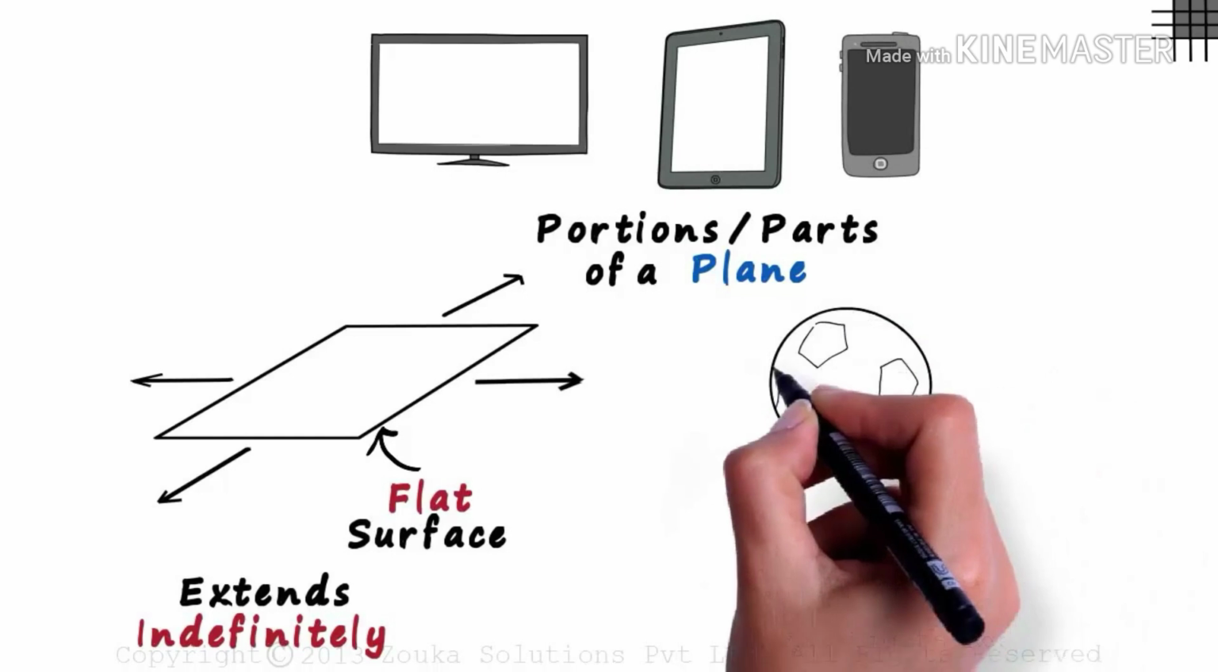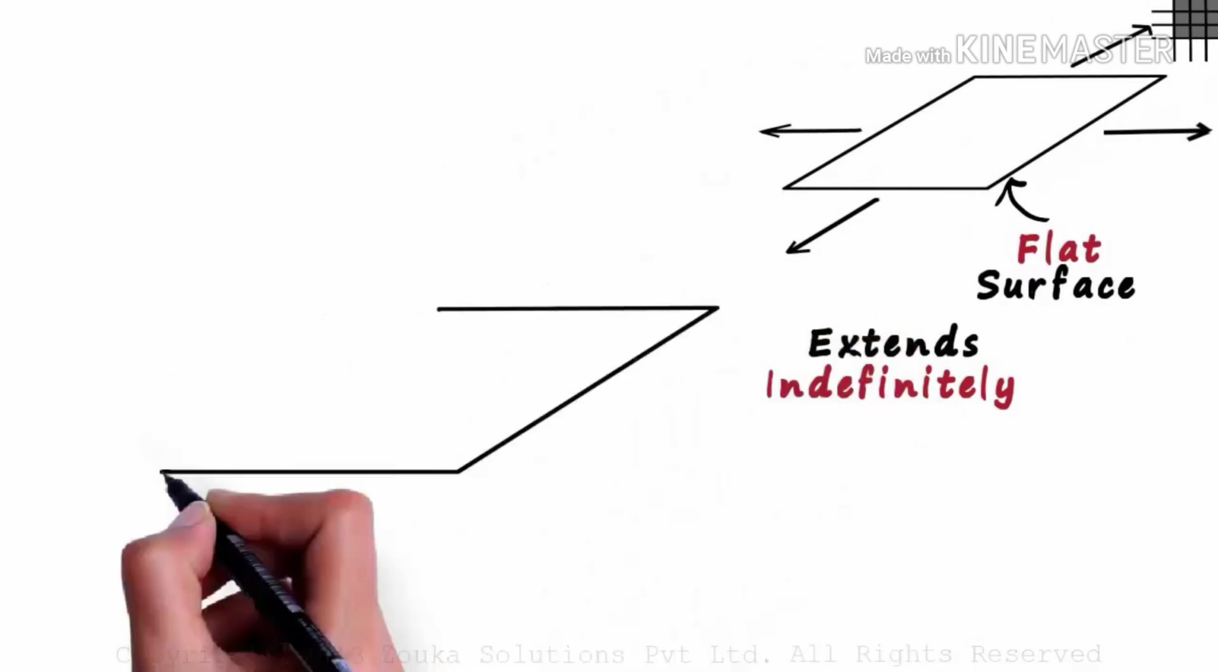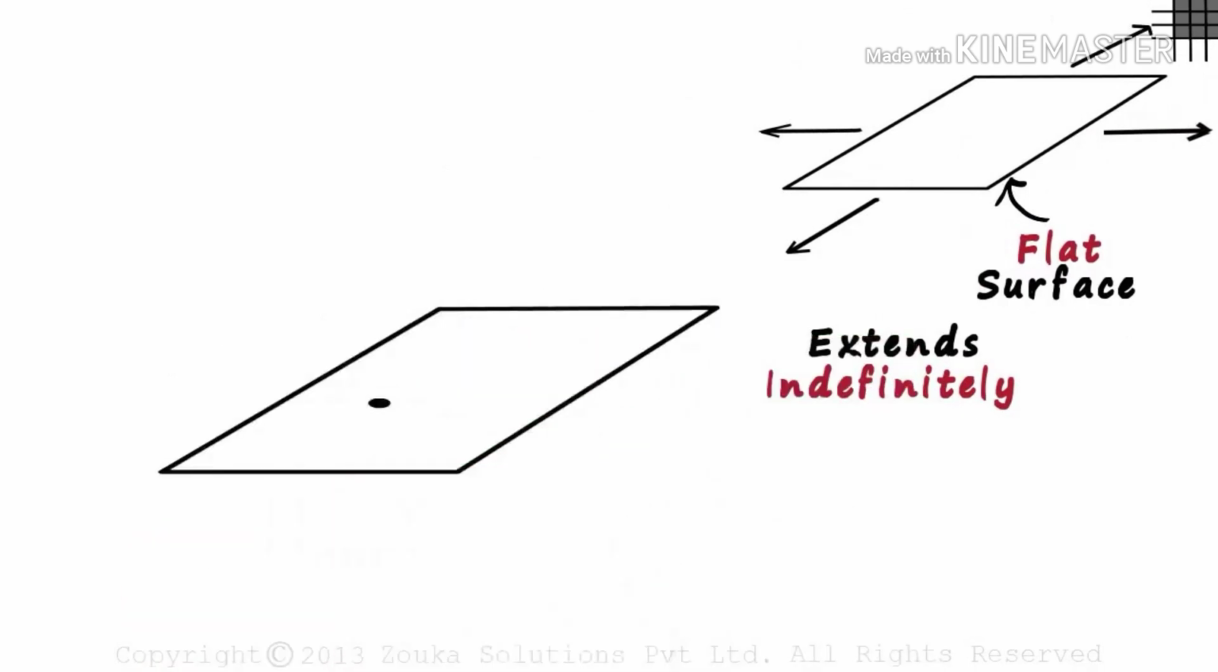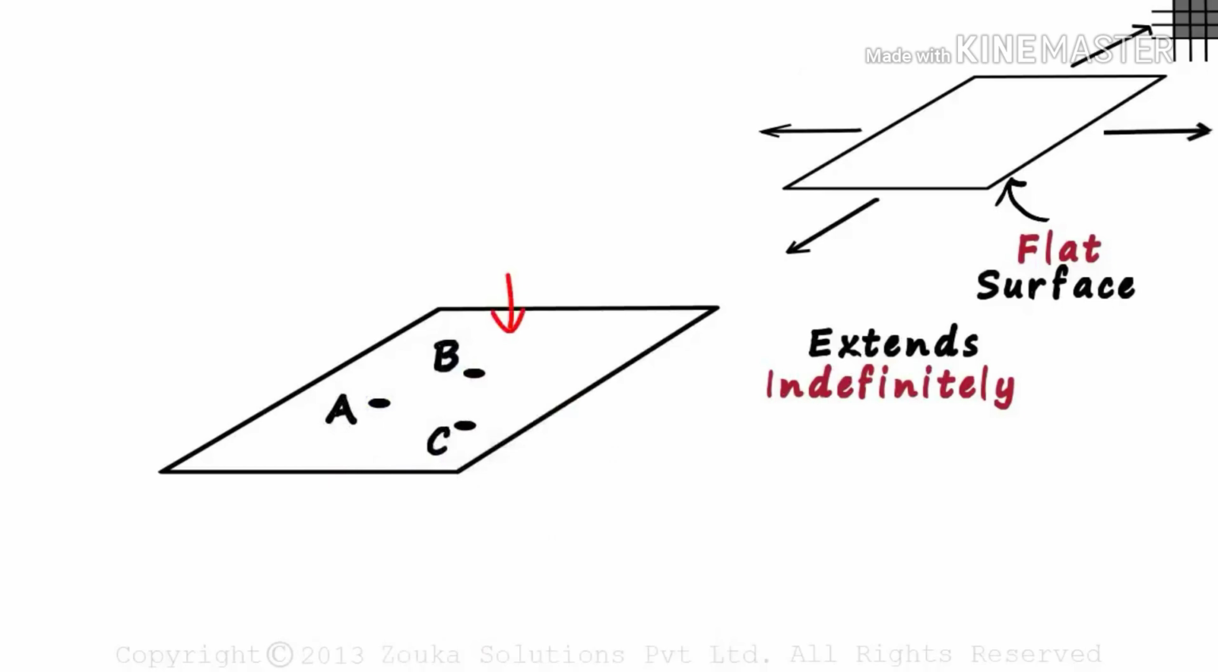This football, on the other hand, is not a plane surface. But the important question is, how do we name a plane? The first thing we should know is that a plane has infinite points on its surface. Say these 3 points are A, B, and C. This plane can be called ABC, but there is a catch.